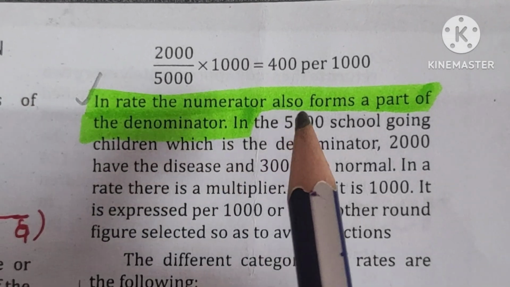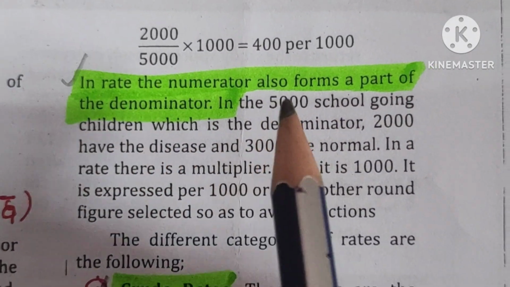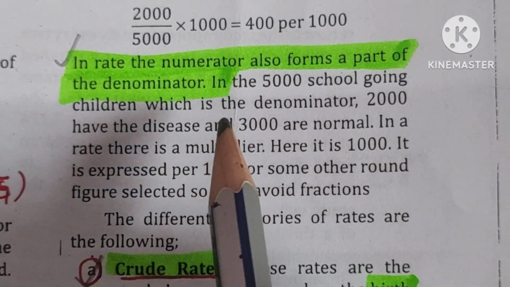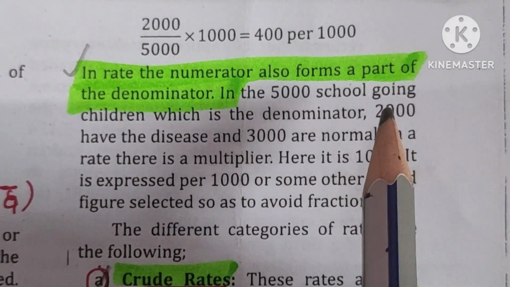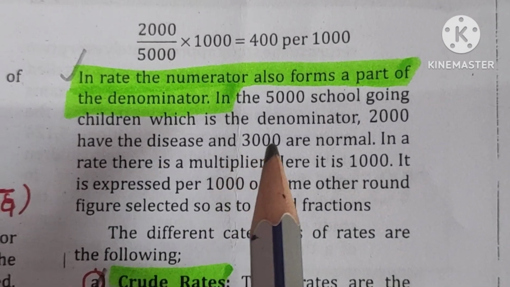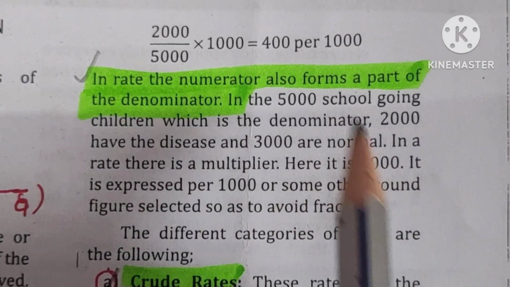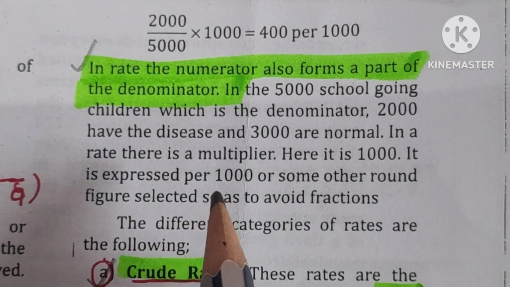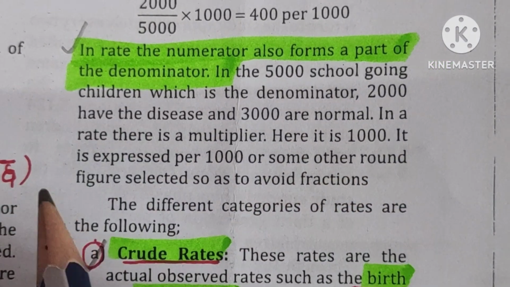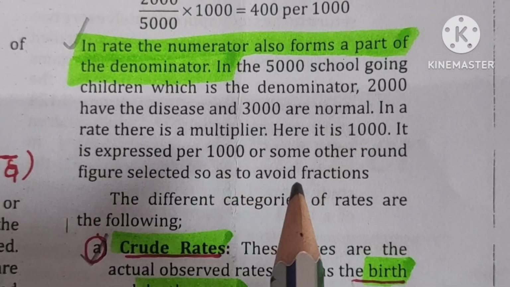In the rate, the numerator also forms the part of the denominator. In 5,000 school going children, which is the denominator, 2,000 had the disease and 3,000 were normal. In the rate, there is a multiplier. Here it is 1000. It is expressed per 1000 or some other round figure.